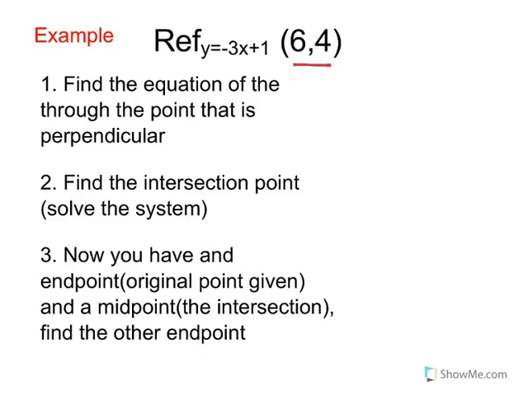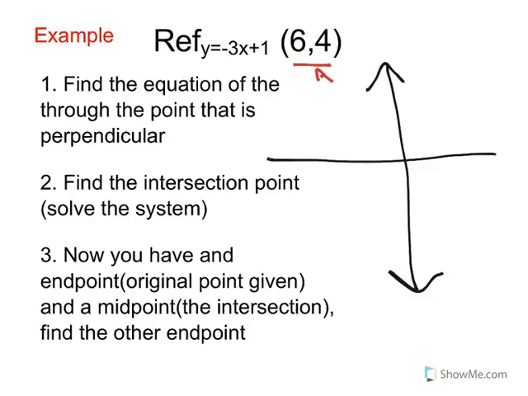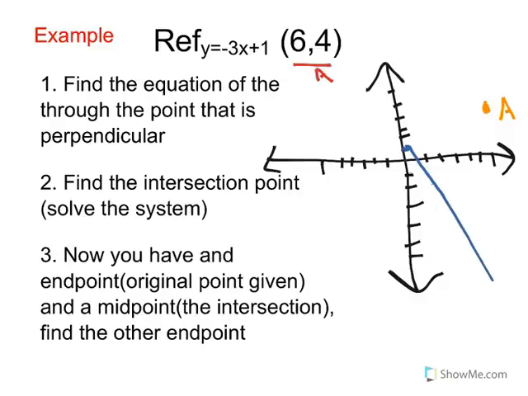So we're going to take the point (6, 4), so that would be your A point, and we want to reflect it across the line y equals negative 3x plus 1. So let me draw you a picture to show you what's happening with this. Okay, so the point (6, 4) is there, and then the line y equals negative 3x plus 1: 1, 2, 3 over 1 gives us this line right here.